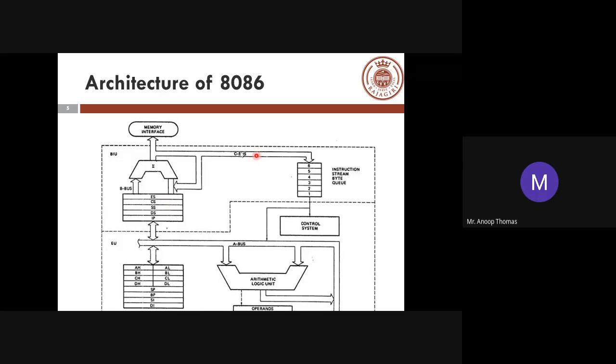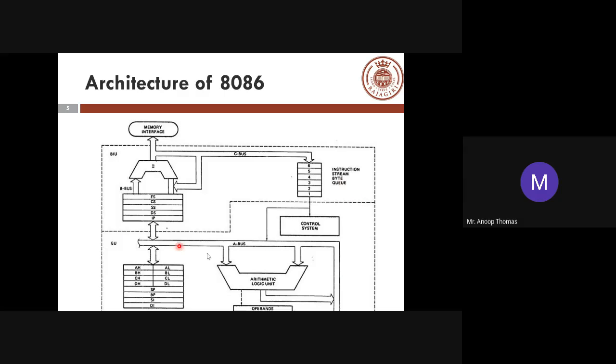So these two entities will function parallelly, the fetching part and your decoding and execution part. That's evident from this particular diagram. Other than these, you have the general purpose registers which are being shown here. You have the ALU unit, and you have the control system which is used to control everything. The decoding and execution will be done by the execution unit, so everything related to that will be there in the execution unit. The operands, the flags, everything associated with that will be there.